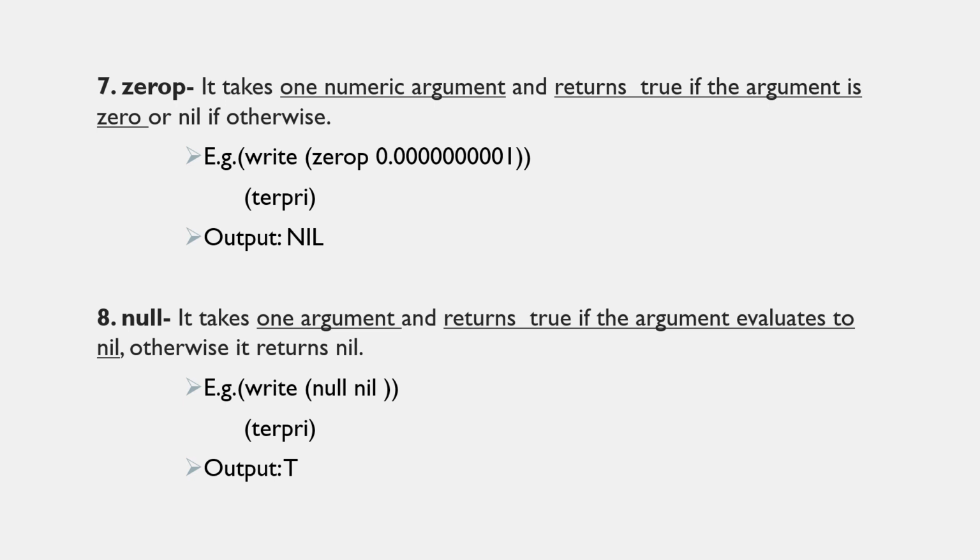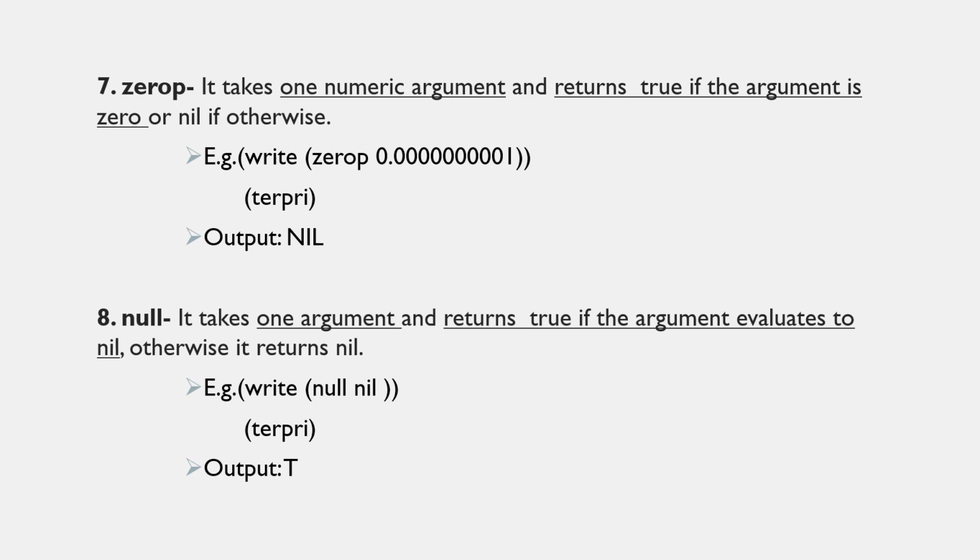Next predicate is zerop. Now it will take one numeric argument and it will return true if the value is 0, or nil otherwise. Now we have provided an example, write zerop 0.0001, where the last digit was 1. So it is not a 0 value, so the answer will be nil.